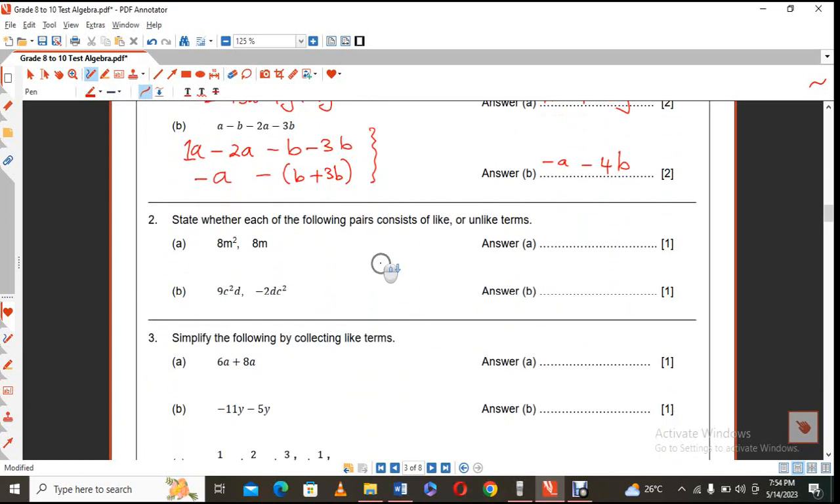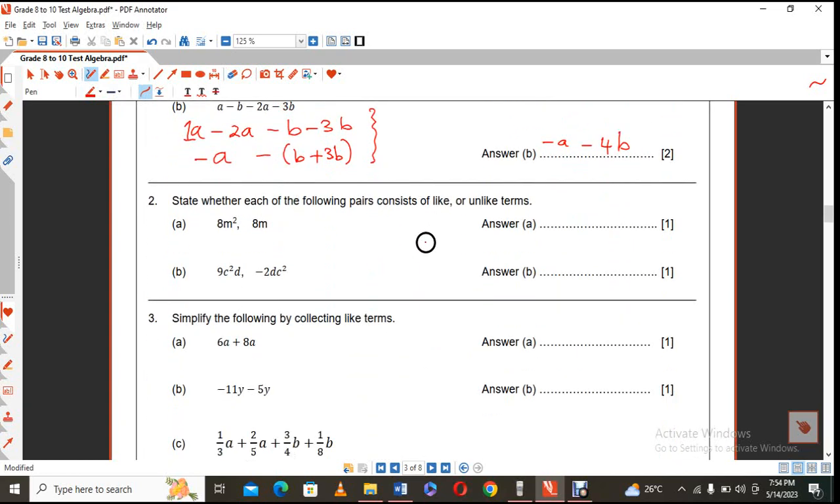Question 2a, you are supposed to state whether the following pair consists of like or unlike terms. So first of all, because this is raised to the power of 2 and this is raised to the power 1, although they have the same variable m, they are unlike. The 8 that I put here is just for a distraction. It plays no role. You have to look at the variables and they must be raised to the same power. So these two are therefore unlike.